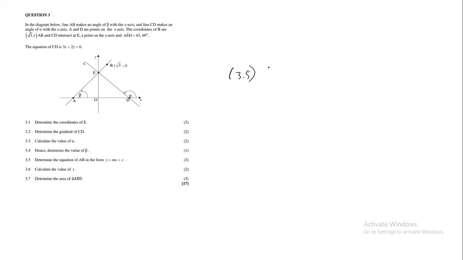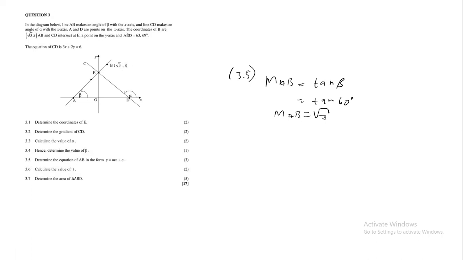So in order for us to determine the gradient of AB, we're going to say gradient of AB in this case is equal to tan beta, which is the angle of gradient AB. Therefore, what is the magnitude of beta? We have just determined beta in 3.5, that it is 60 degrees. And therefore, when you punch tan 60 degrees on your calculator, you're going to get positive root of 3. So the gradient of AB in this case is equal to root of 3.